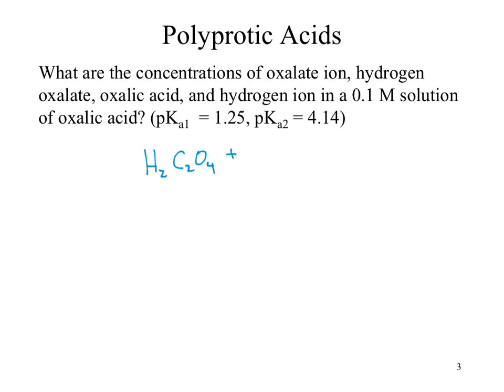When we add oxalic acid to water, what happens? We get hydronium, and why do we stop at hydrogen oxalate? Why not take it all the way to oxalate? Why do we only remove 1 hydrogen?